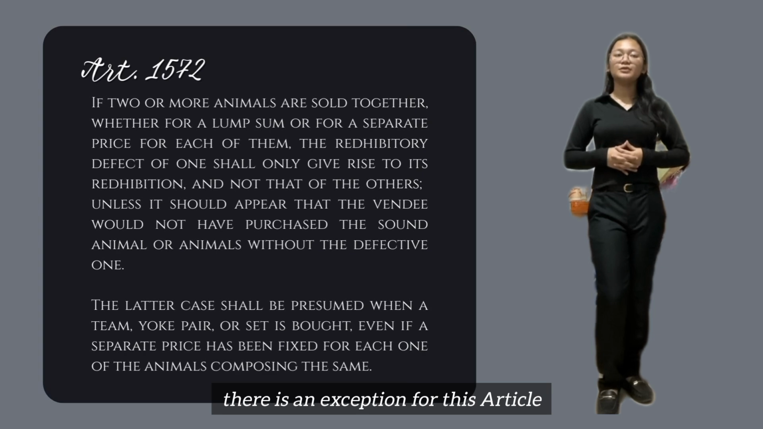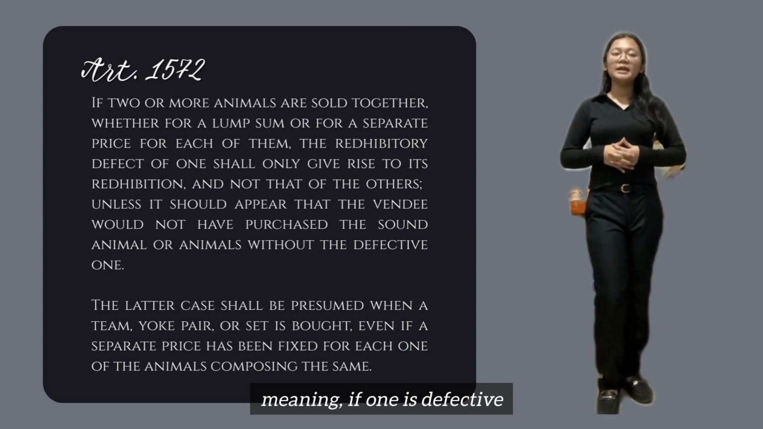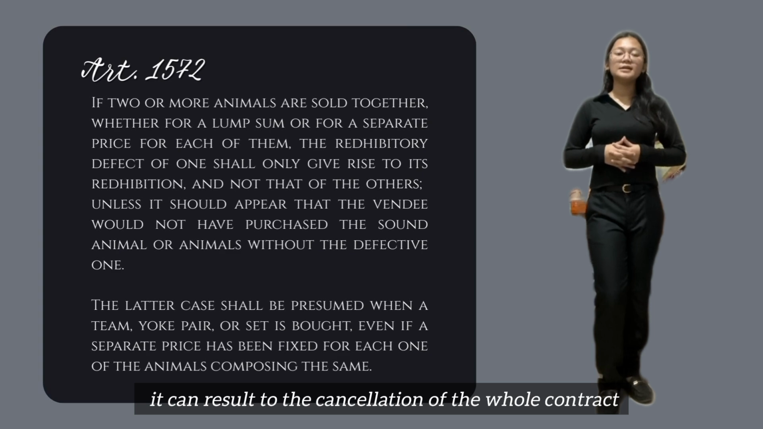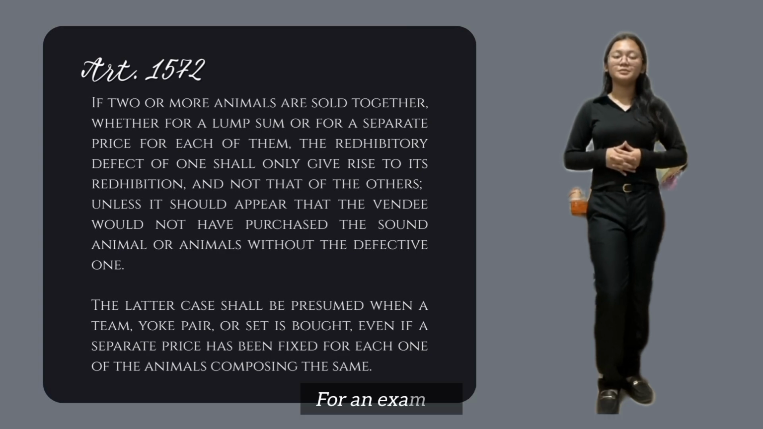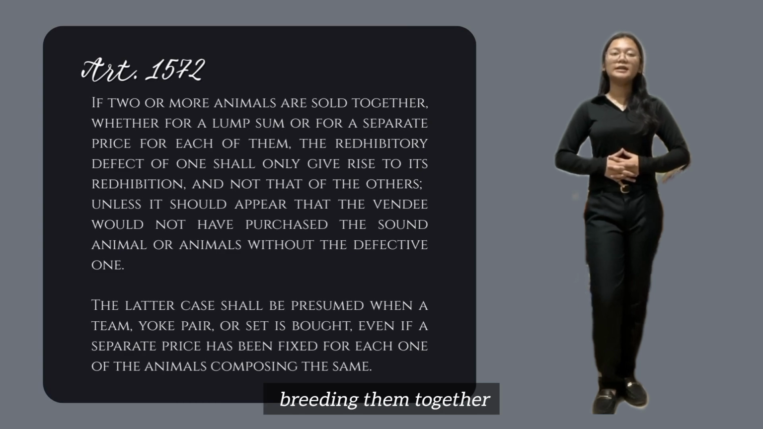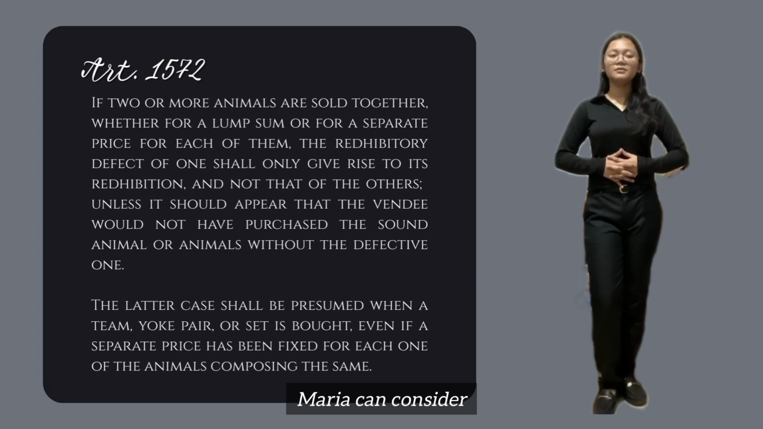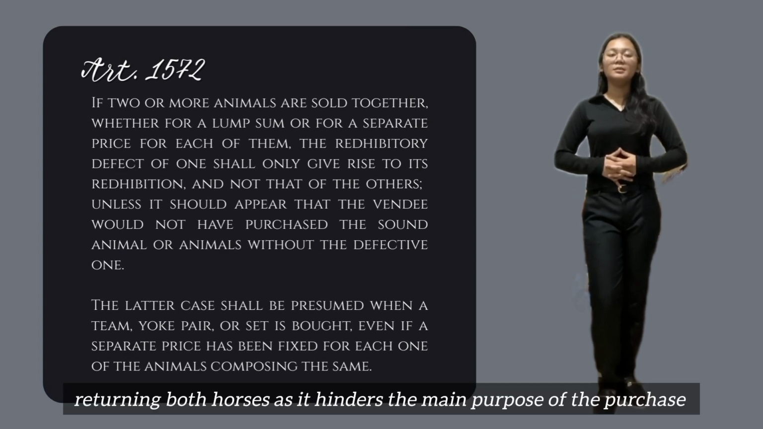There is an exception to this article. It is when the buyer wants to buy the whole group together, meaning that if one is defective, it can result in the cancellation of the whole contract. For example, Maria bought 2 horses with the purpose of breeding them together. However, one of them has a hidden defect that prevents them from breeding. Maria can consider returning both horses as it hinders the main purpose of the purchase.